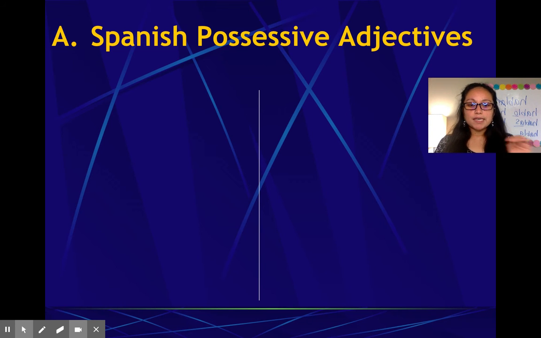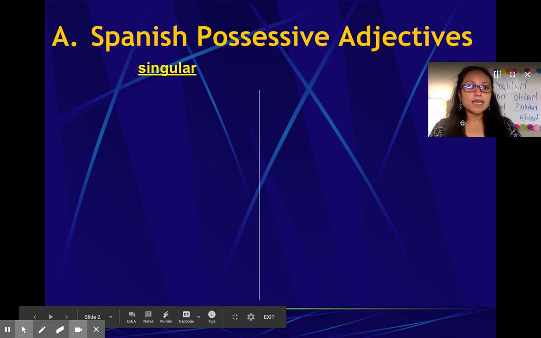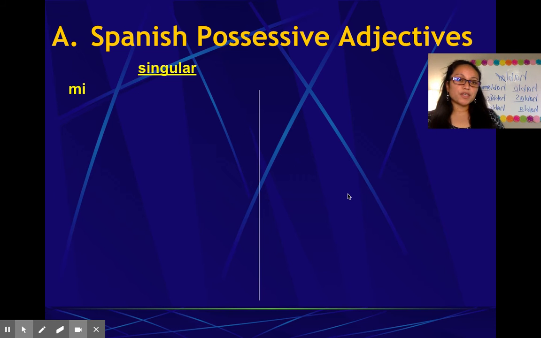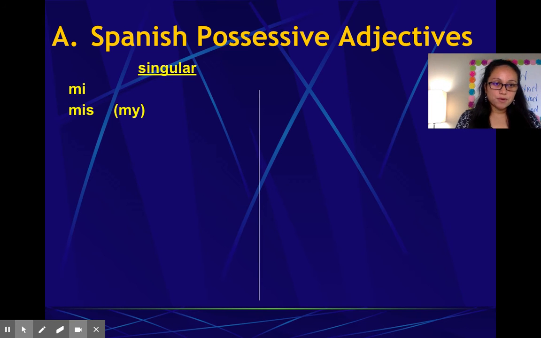So in order to put this in Spanish, you have your singular forms, which refer to yo, tú, él, ella, usted. And you have your plural forms, which refer to nosotros, vosotros, ellos, ellas, ustedes. So, here are your singular nouns. If you're saying my, in Spanish, it's mi. But if you're talking about plural things, if more than one thing belongs to you, you'll say mis. Both of these mean my. It depends on the noun, okay?